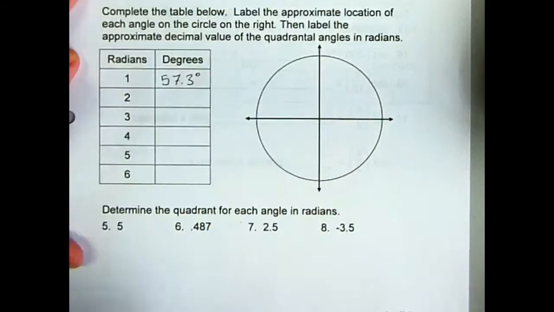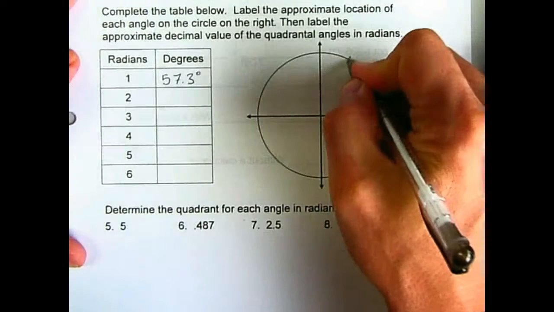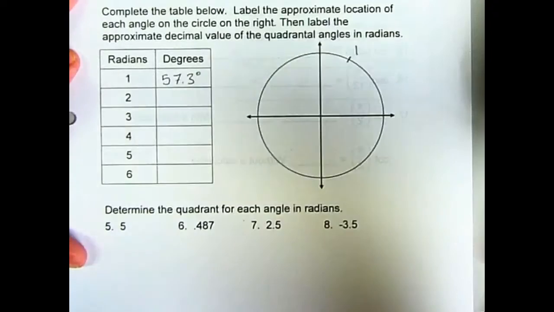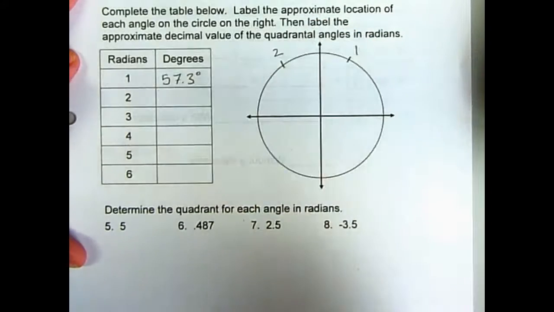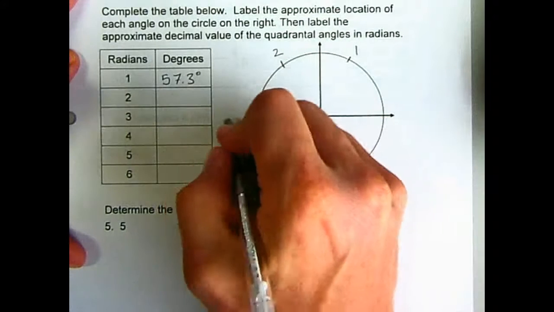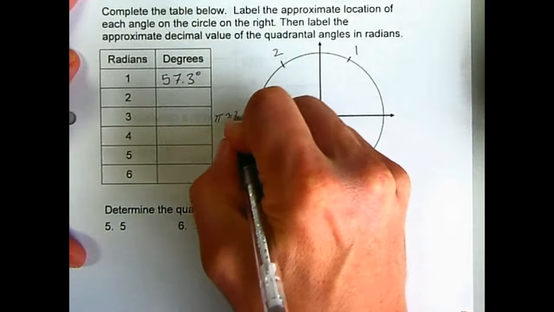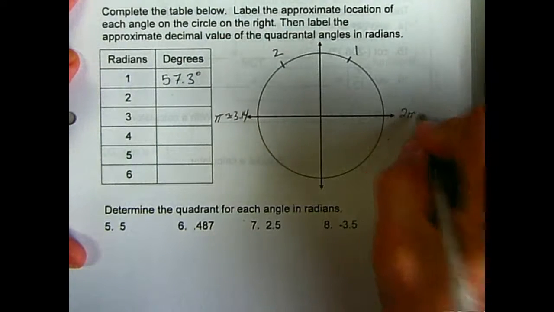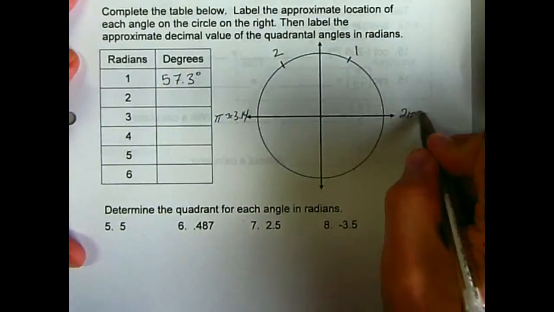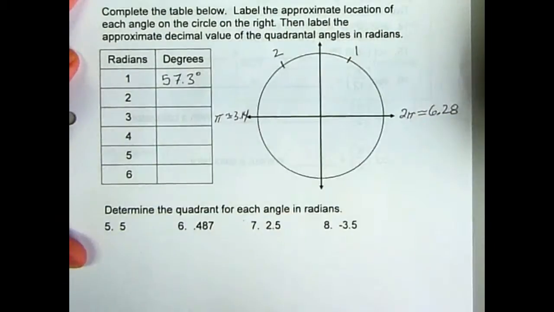So 1 radian is like 57.3 degrees. So it's kind of nice to know which quadrants these are in. This is basically a good estimation of 1 radian. Another 57.3 degrees is 2. But as we go around the circle, we know that at pi here, that's approximately 3.14 radians. And at 2 pi, that's approximately 6.28 radians. And on and on.